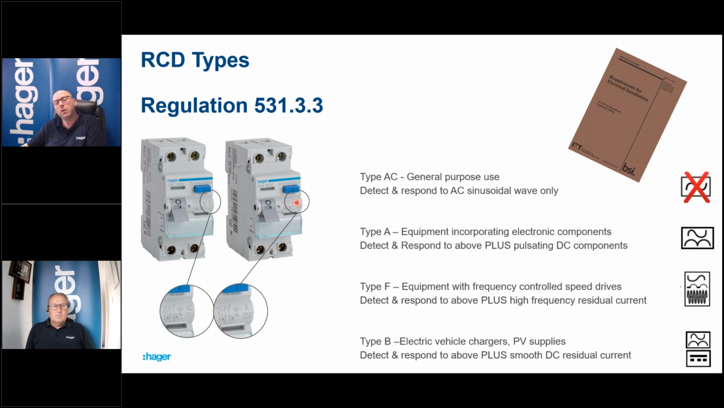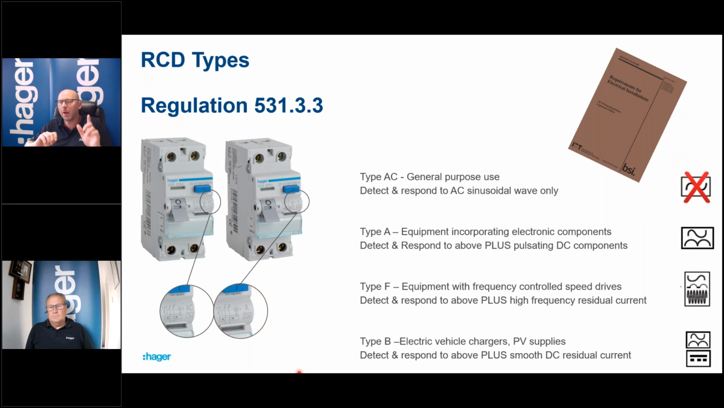So as you can see, we've got a hierarchy of devices there. So AC is probably the worst because it can't deal with anything with a DC presence. Then we have a type A, which can do certain things, and it can detect and respond to faults in the presence of DC up to a level of 6 milliamps.